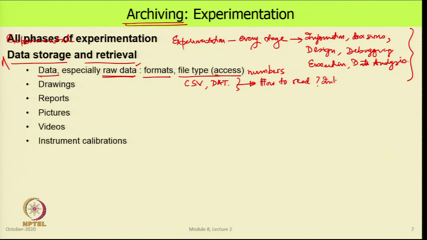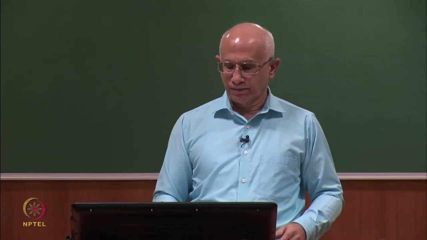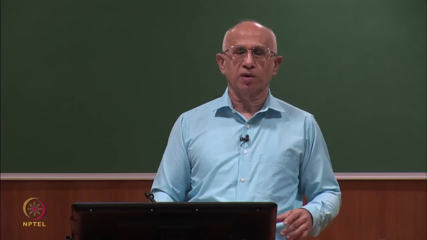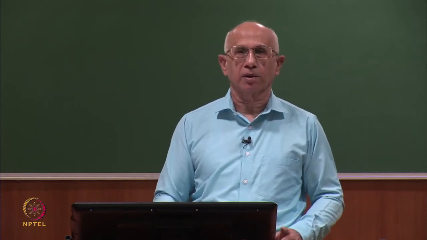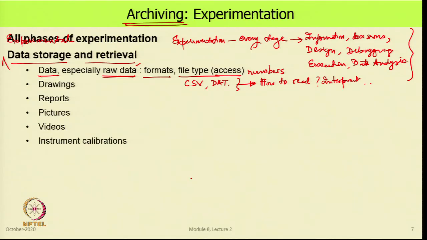And then interpret that this column represents that, and so on. That is generally what we may think of as all the data that came out of an experiment: the temperature measurement, the pressure measurement, the acceleration measurement, whatever. So raw data, and then we have the computed data.